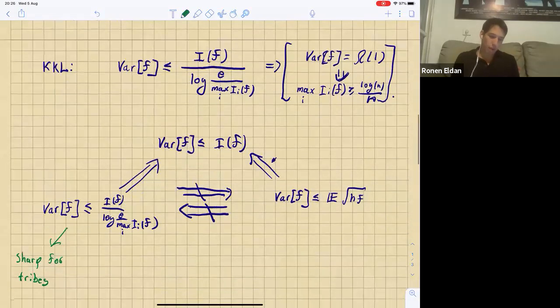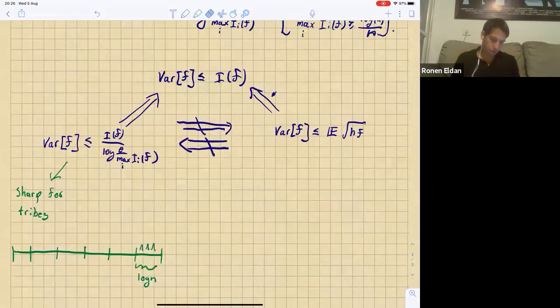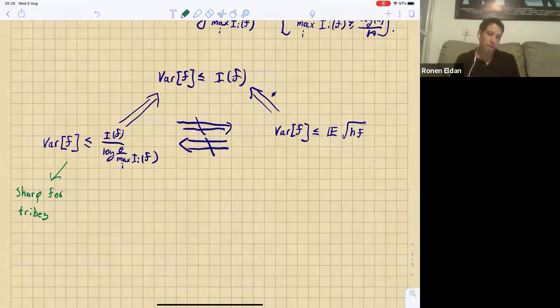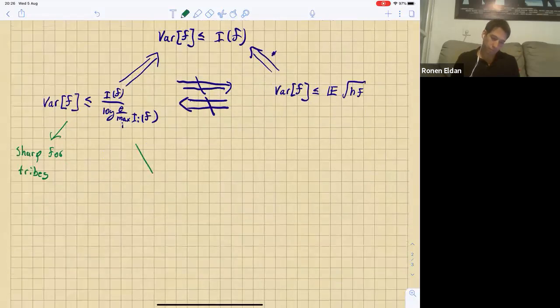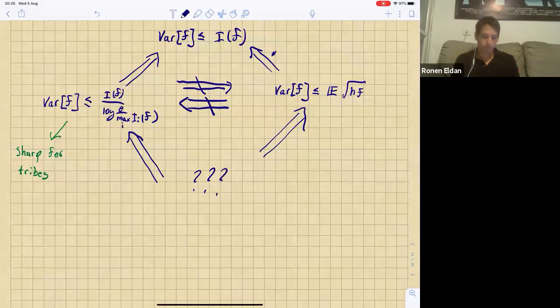Good. So we have this thing, and to complete the diagram, it's natural to ask: is there some inequality that we can find that implies both of these? And this is what Talagrand asked.